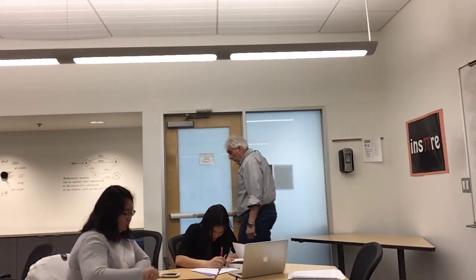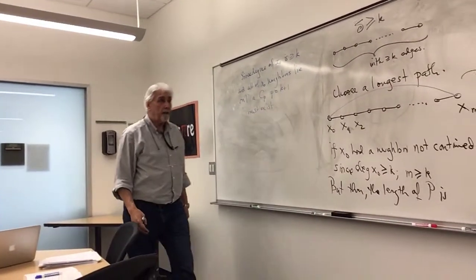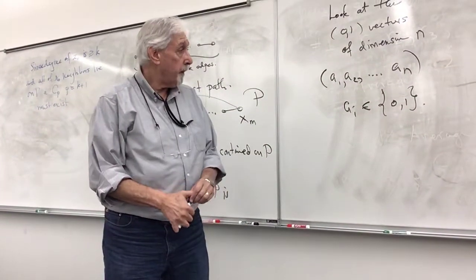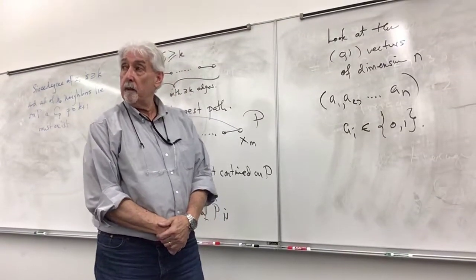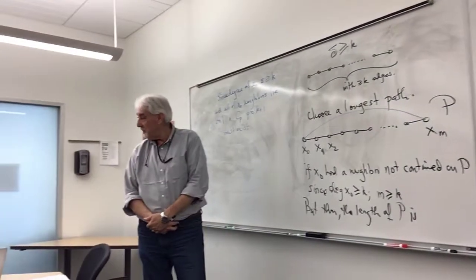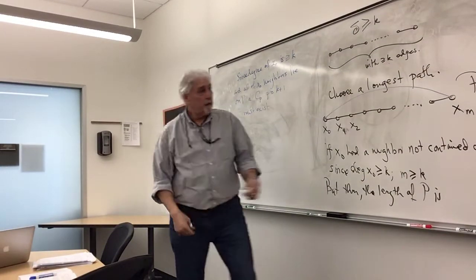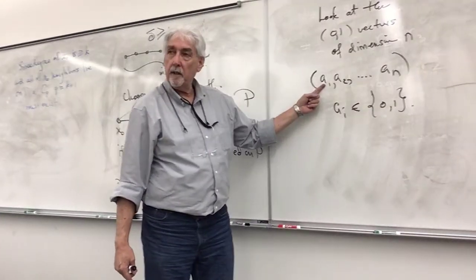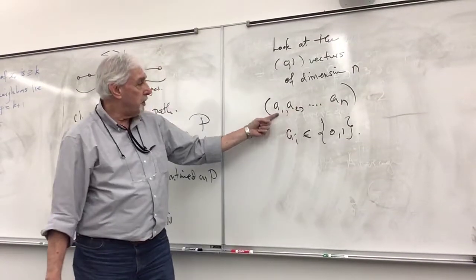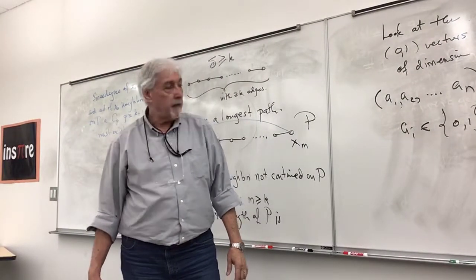How many such vectors do we have? How many 0, 1 vectors of dimension n are there? Maybe 2 to the n. 2 to the n. Yeah. Let's see. I got 2 choices for this, and 2 choices for this, and 2 choices for this, and 2 choices for this. So I have 2 times 2 times 2 times 2 times 2. Yeah? Okay.